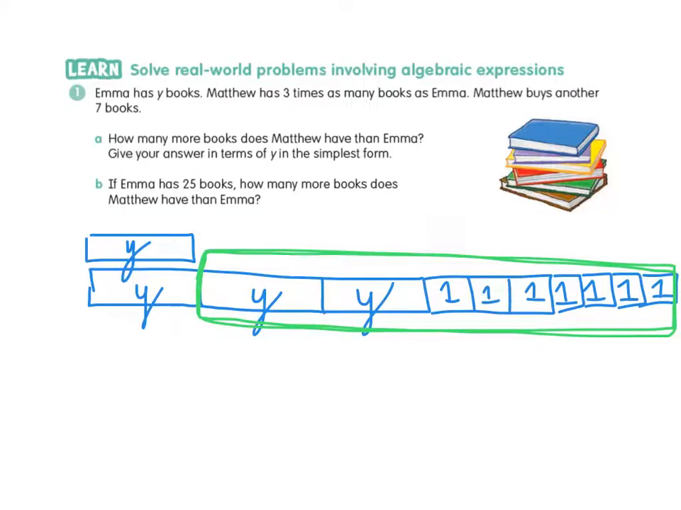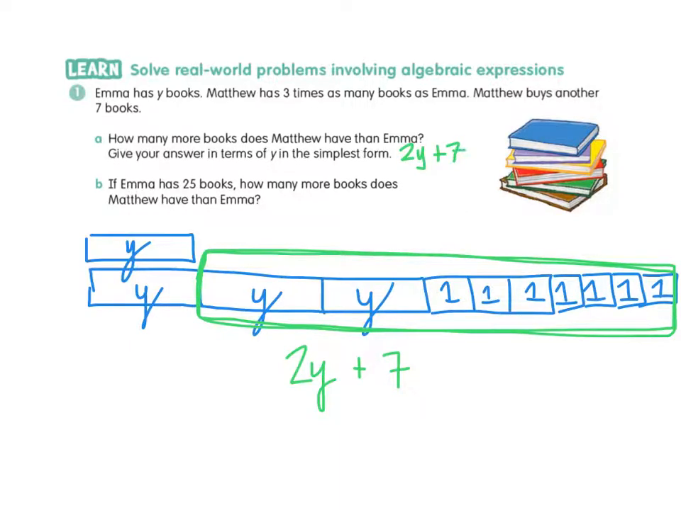Let's see, y, that makes 2y. And then 1, 2, 3, 4, 5, 6, 7, plus 7. That's how many more books Matthew has than Emma, 2y plus 7. That's the answer for part A, 2y plus 7.